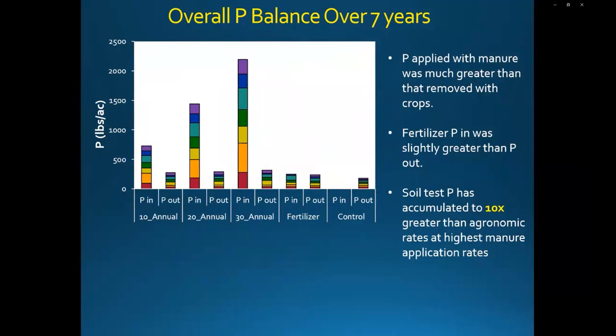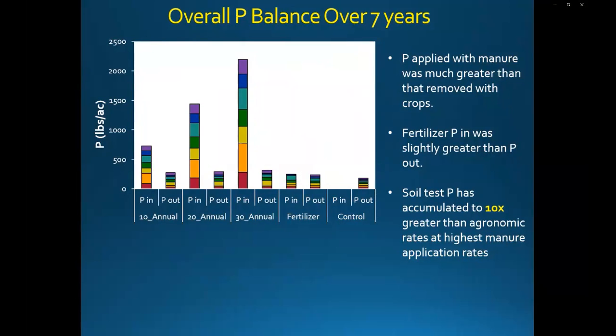Now we'll look at the overall phosphorus balance over the 7 years, and you can clearly see in the figure that the phosphorus applied with manure was much greater than that removed over the 7-year cropping rotation. The fertilizer P was much more balanced, with slightly more in than what was taken out. But even with 7 years of a crop rotation, we've barely removed more phosphorus than what was applied with the first application on those high manure application rates. So that means that this phosphorus is accumulating in the soil.